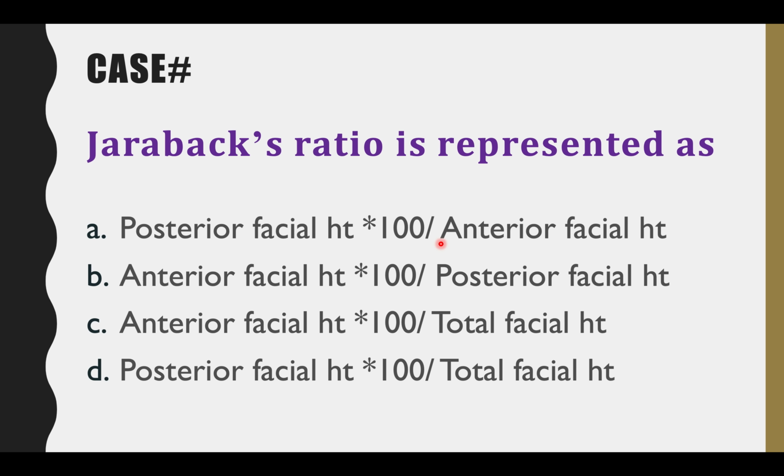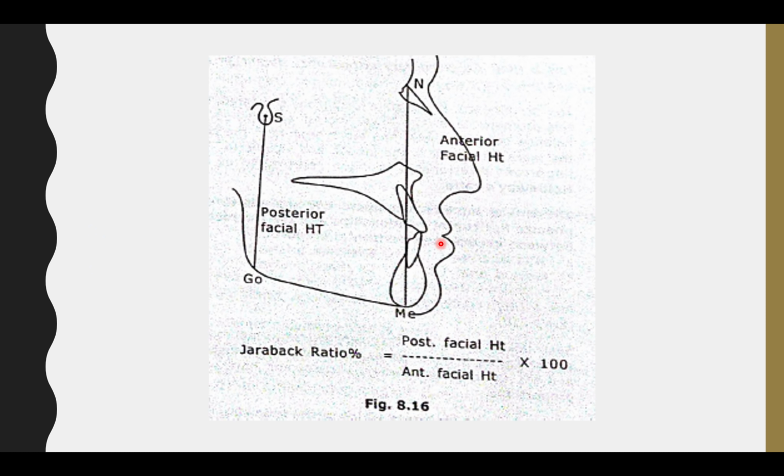If it is greater, a horizontal growth pattern. If it is lesser, it is a vertical growth pattern. So based on that also they may ask you questions. So this is the Jarabak ratio. The posterior facial height is measured from the sella to gonion. Anterior facial height is from nasion to menton. So these planes are constructed and the measurements of the anterior and posterior facial height are placed in this formula, and the answer should be equal to 65 in the average face.